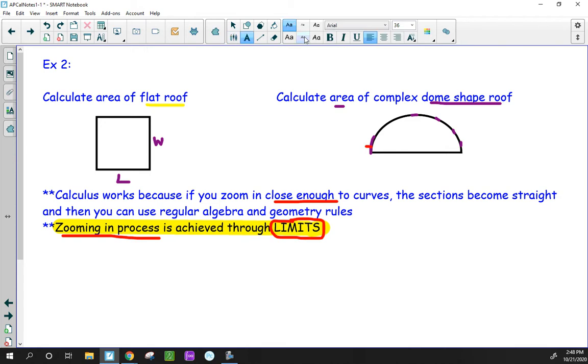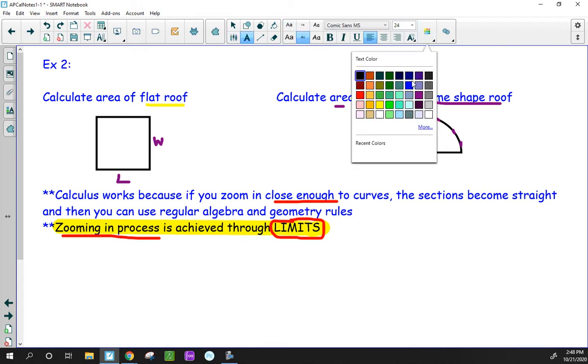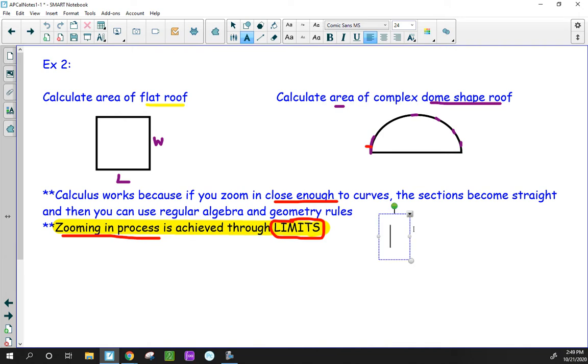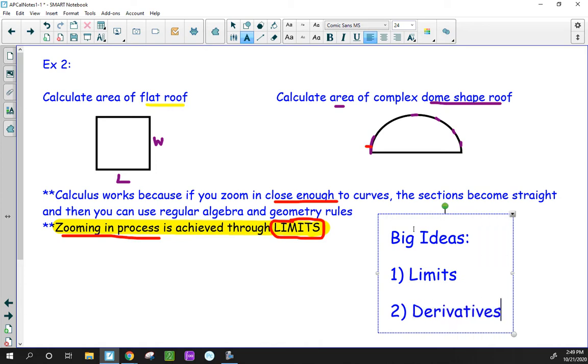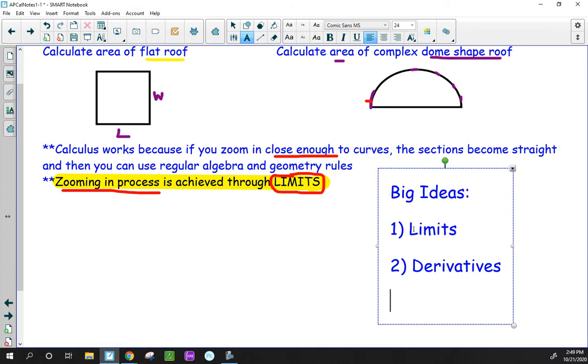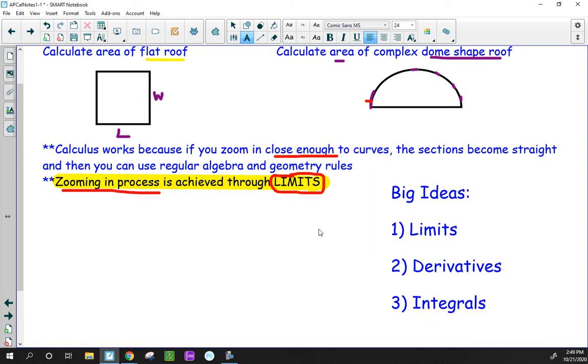So there are 3 major concepts in calculus that you'll learn this year and in college. And those big ideas, number 1 is limits. That's what we'll study first. And 2 is derivatives. We'll learn a lot about that. And then hopefully we'll get enough time this year to look at some integrals as well. So those are the 3 big ideas in calculus. Super, super important.